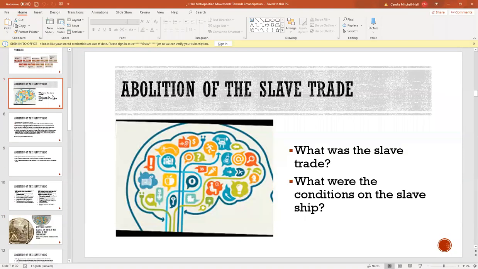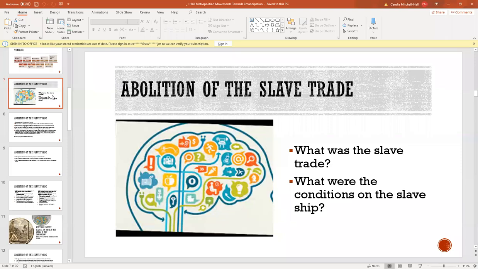Sir? Yes? Go ahead, Austin. The slave trade was the triangular trade, sir, when the British went to Africa and they took the Africans to bring to the Caribbean as enslaved people. All right. Is it the slave trade, the entire triangular trade, or is it part of the triangular trade? Part of it, sir, because they also traded goods.